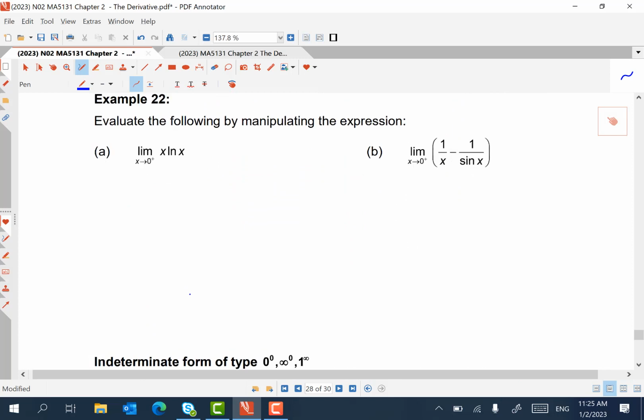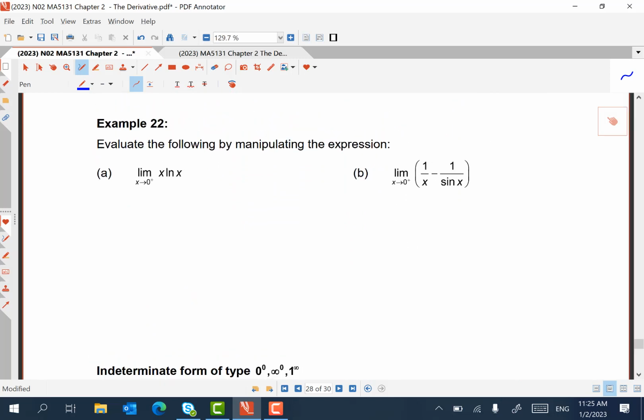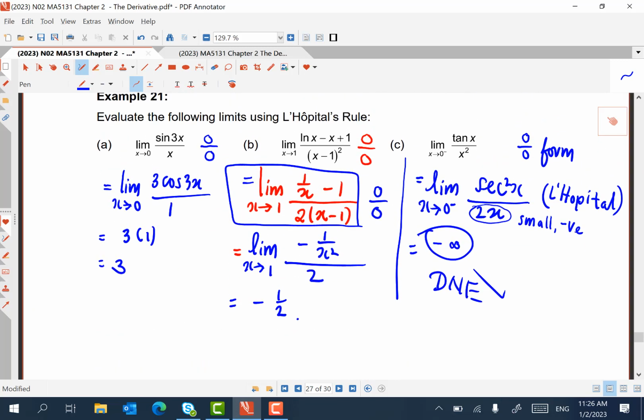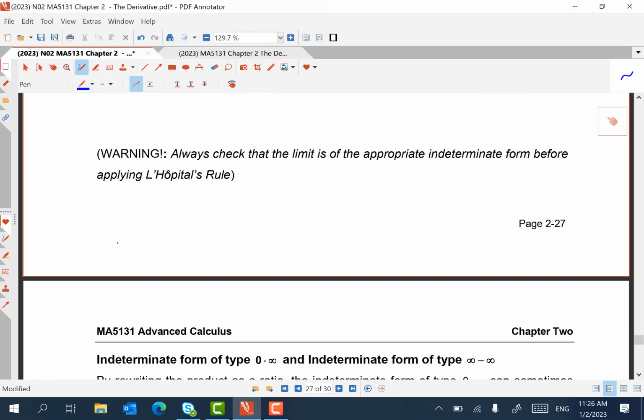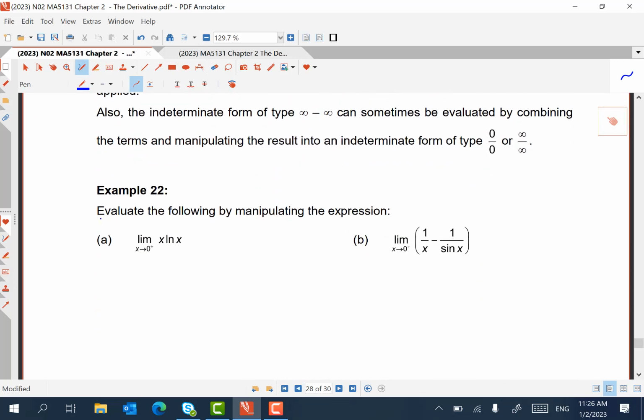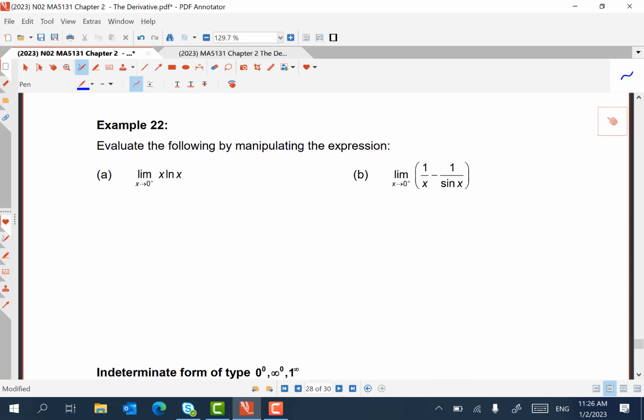Okay, listen again. Question 22A. Chimaya, you didn't say much just now. For 22A, we want to use L'Hopital's rule. How? Is it because you can't see the screen? I'm just curious. Okay, Chimaya is going to say something.